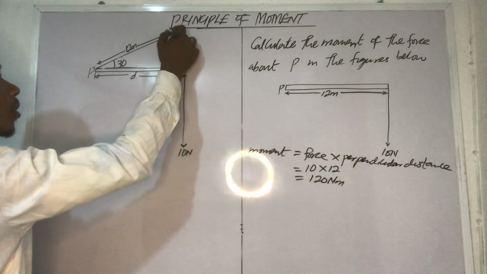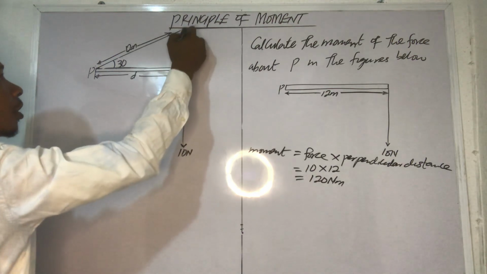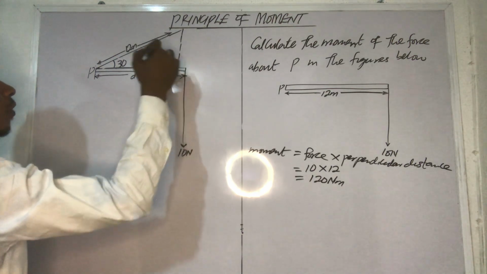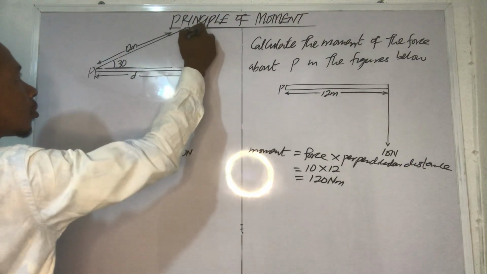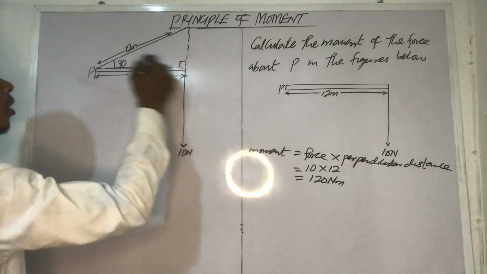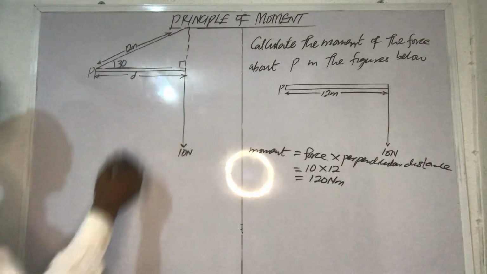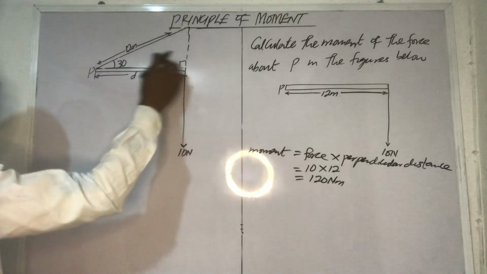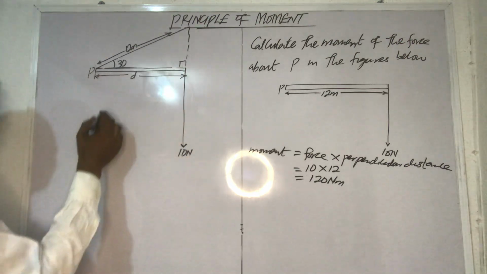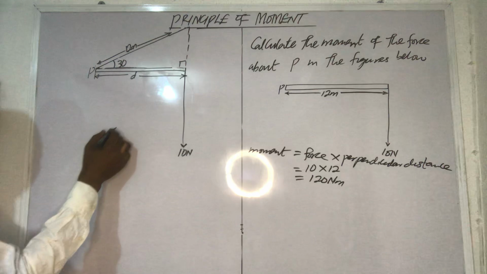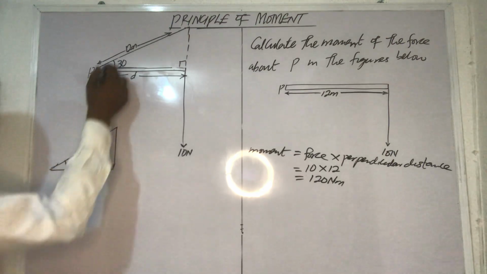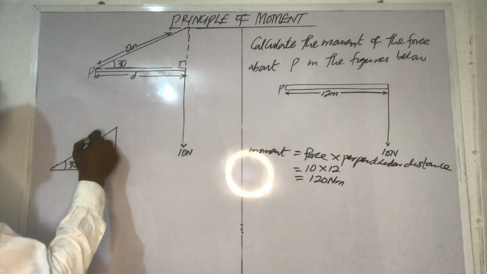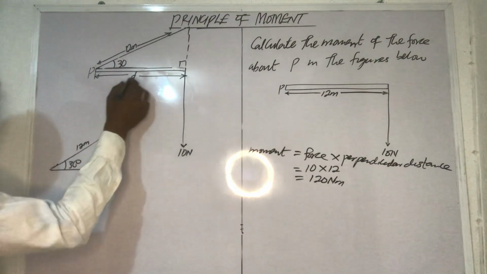If I complete this place now, this one has given me a triangle. So this place has given me a right angle triangle. If I bring out this right angle triangle, I have something like this now. This angle is 30 degrees. This is 12 meter. I need this place, which is D.